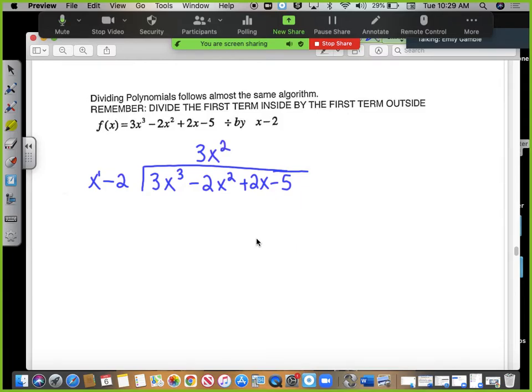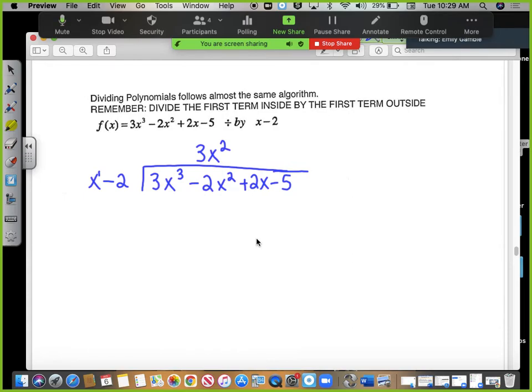Let me just backtrack and show you where I got that. X goes into 3x to the third power 3x squared times. And that's because x times 3x squared equals 3x to the third power. I basically need to insert all the things that are missing since x times 3 is 3x, and then x to the first power times x squared is 3x to the third power altogether. All right, once I do that, now it's time to take this and multiply it by each part. So I multiply 3x squared times x and 3x squared times negative 2.